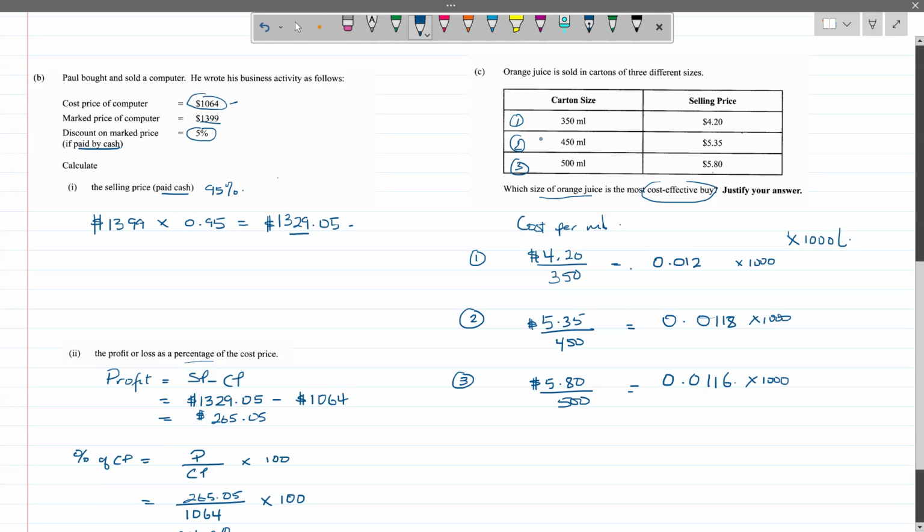So 0.012 by 1,000, if we shift the decimal point 3 spaces, we will get 12. If I shift this one 3 spaces, I'll get 1180. If I shift this one 3 spaces, I'll get 1160. So which of them do you think is the best buy? Best buy would have to be 3. 500 mL for $5.80. Yeah?